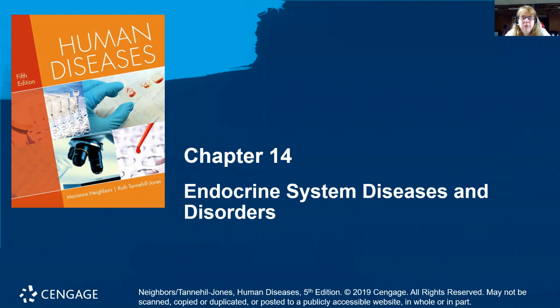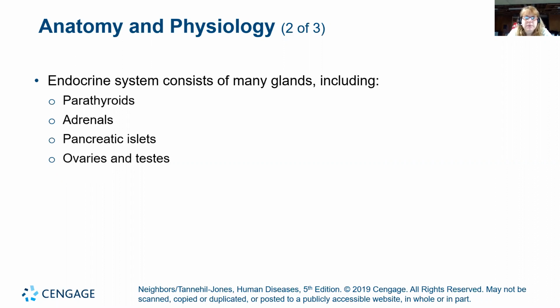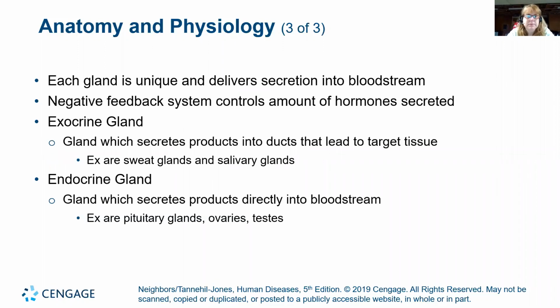Hi everyone. Today we are going to cover Chapter 14, the endocrine system, diseases and disorders. As far as the anatomy and physiology of the endocrine system goes, it mostly consists of glands. It includes the hypothalamus, the pituitary, the pineal, the thymus, and the thyroid glands. It also includes the parathyroids, the adrenals, the pancreatic islet cells, and believe it or not, it includes the ovaries and the testes.